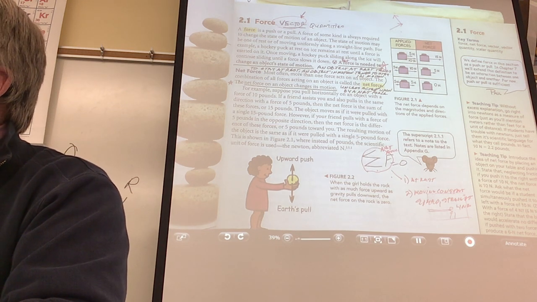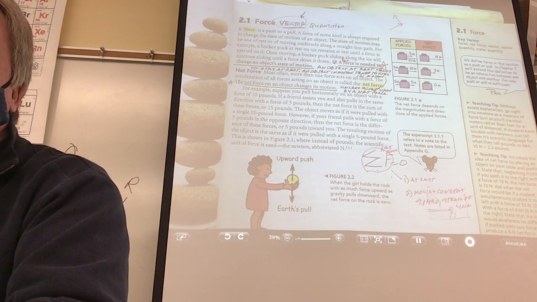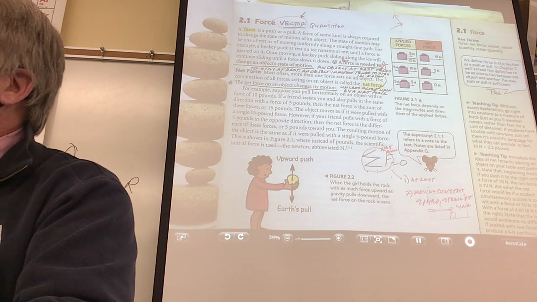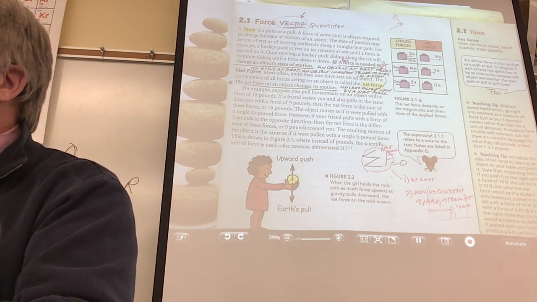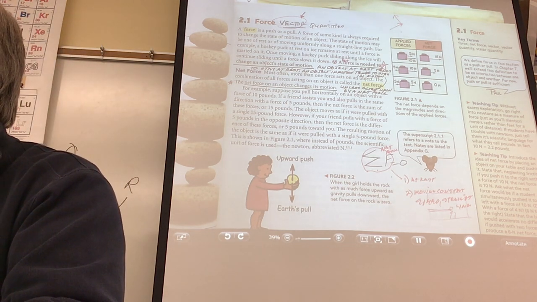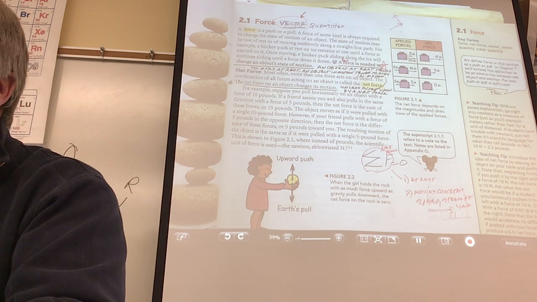That's the law of inertia. That's Newton's first law of motion, the law of inertia. An object at rest has a tendency to stay at rest. An object in motion has a tendency to stay in motion in a straight line at a constant speed unless acted on by unbalanced forces, okay?